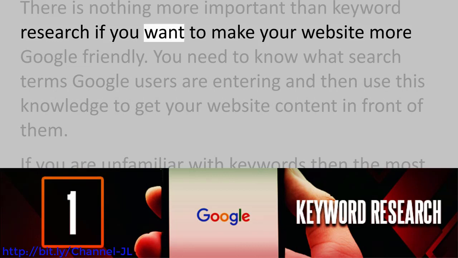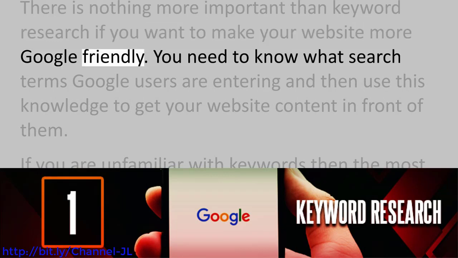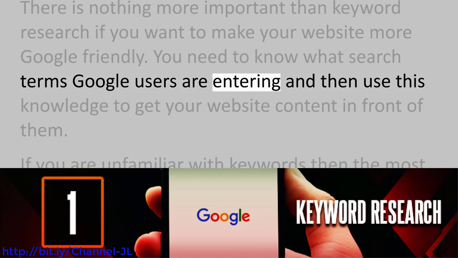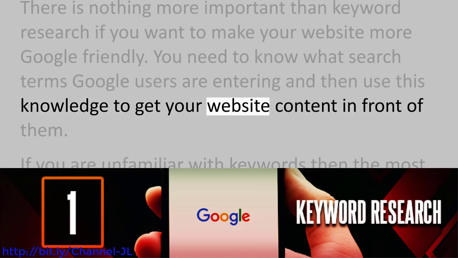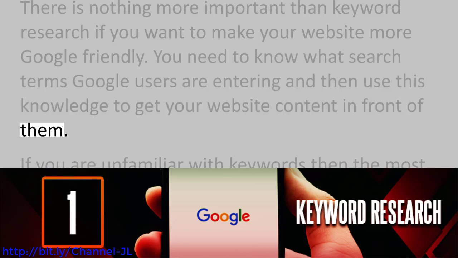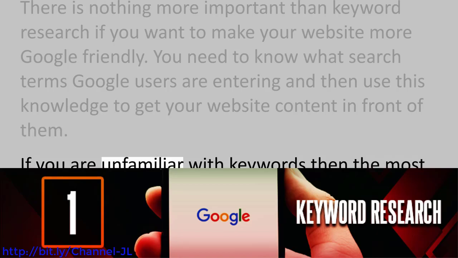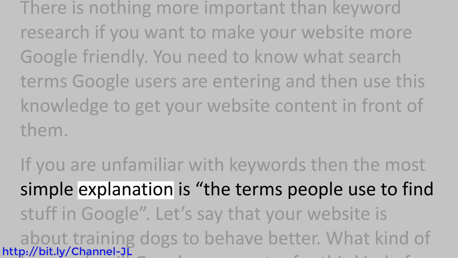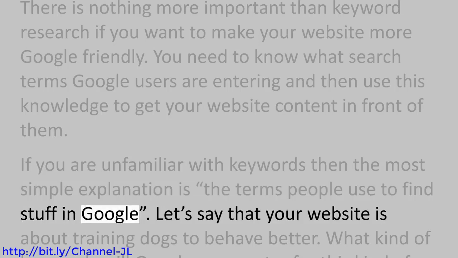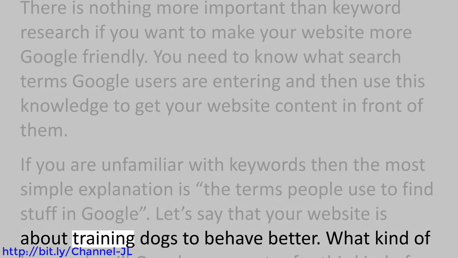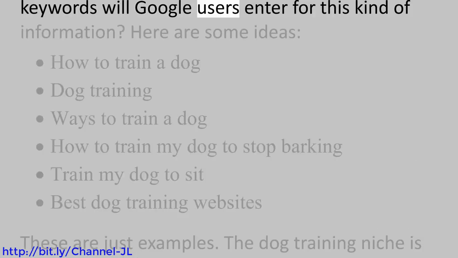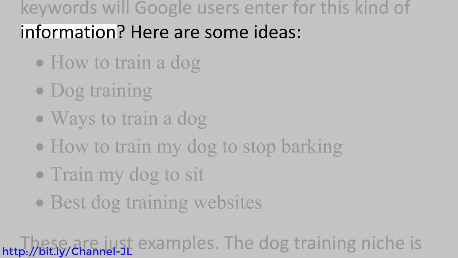There is nothing more important than keyword research if you want to make your website more Google-friendly. You need to know what search terms Google users are entering, and then use this knowledge to get your website content in front of them. If you are unfamiliar with keywords, then the most simple explanation is the terms people use to find stuff in Google. Let's say that your website is about training dogs to behave better. What kind of keywords will Google users enter for this kind of information?